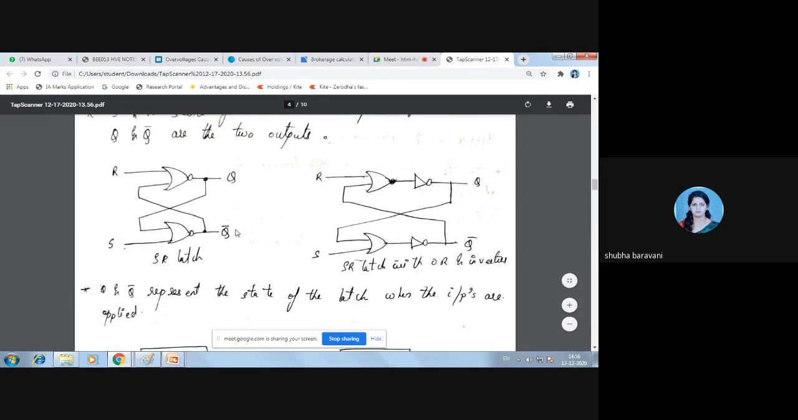Q bar. समझ में आ रहा है? Q bar. As soon as you give the input, what is the output? That is my Q bar. Okay, मतलब nth state, not n plus 1 state. समझ में आ रहा है?